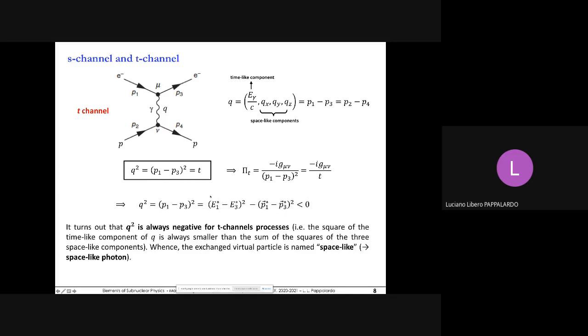Because we have t here in the propagator. And then one can make again the same exercise, and it turns out that q² is always negative for t-channel processes, opposite to the s-channel case. So in this case, the square of the time-like component of q is always smaller than the sum of the squares of the three space-like components. And the exchanged virtual photon is called space-like. So we say that in this case, a space-like photon is exchanged, which corresponds to a negative q² and a t Mandelstam variable in the propagator.